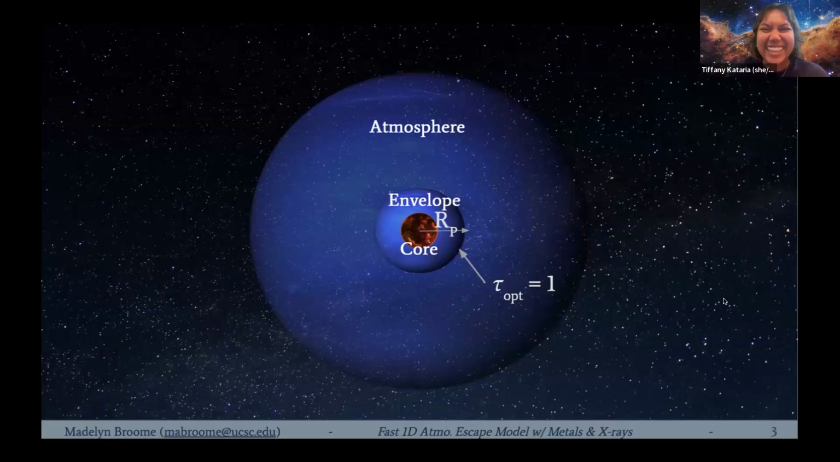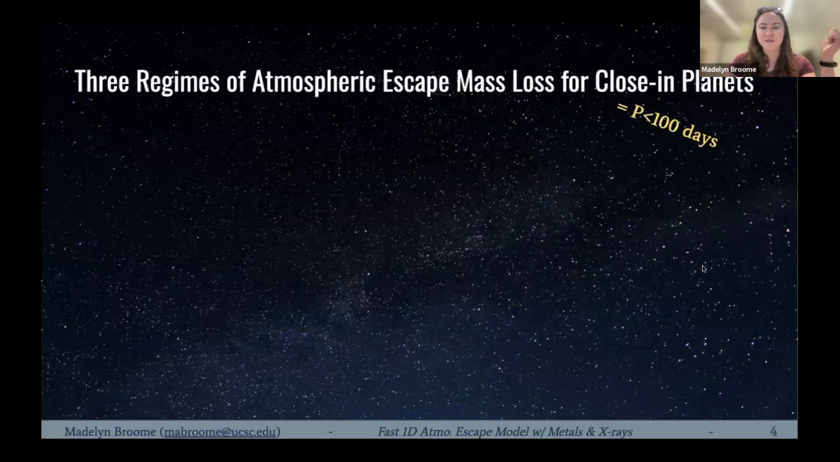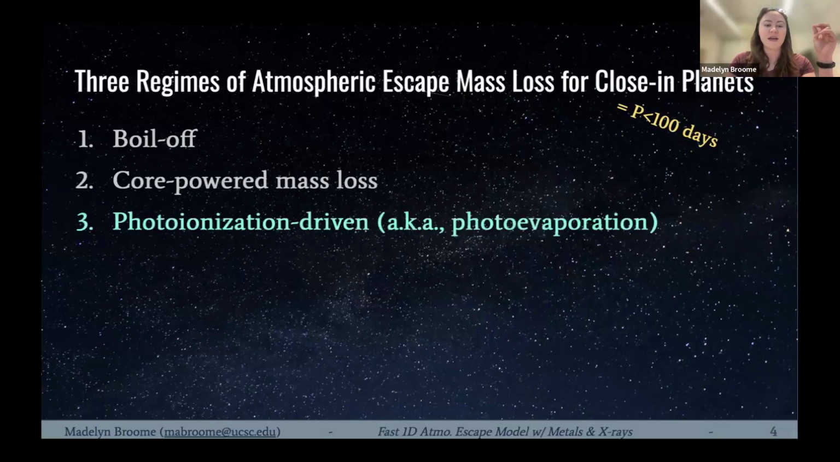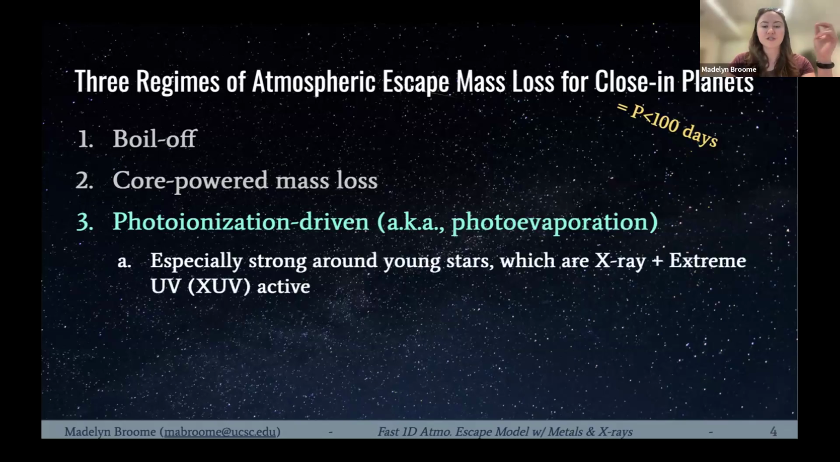All right, to recap, when atmospheric escape folks say atmosphere, we always mean everything above RP, so everything above the slant path optical radius. The 3 main regimes of atmospheric escape are boil-off, which happens in the first megayear, an extreme process of mass loss. Core-powered mass loss, which is driven by the intrinsic heat of formation, where the effective temperature is high enough to drive an outflow. And photoionization-driven, which is also called photoevaporation, mass loss, which is especially strong around young and active stars because it's driven by XUV, or X-ray and extreme UV, radiation.